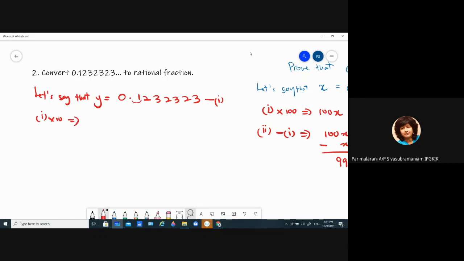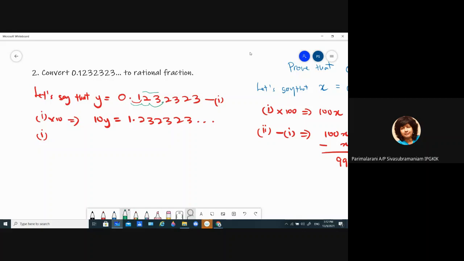So equation 1 times by 10, you have 10y is equals to 1.232323 and so on. So now you have at the back of the decimal point only the repeating numbers. Okay? And then equation 1, we want to take it at the back of the repeating numbers. It's 1, 2, 3. The numbers repeating are 2 and 3.